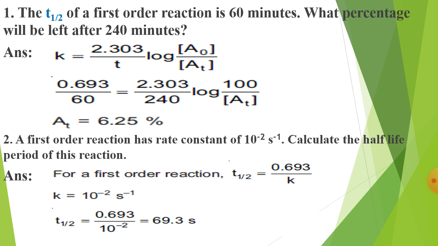So now in place of K, we put the value in terms of T half, that is 0.693 divided by 60 equals 2.303 by 240. Time is given in minutes. Percentage is asked, so that's why we take 100% initial concentration. Now we have to find the AT. By solving this, we calculate the anti-log and find the percentage, AT equals 6.25 percent.